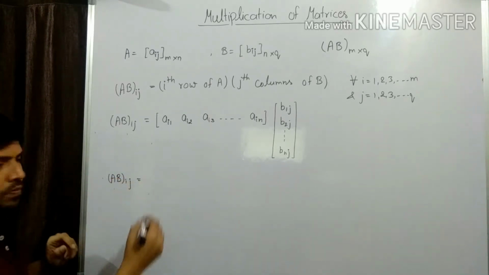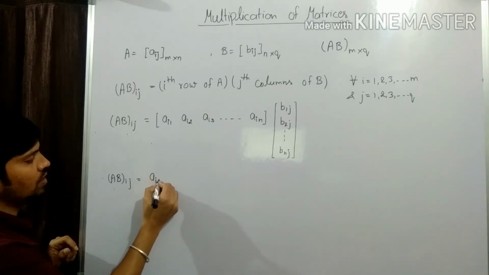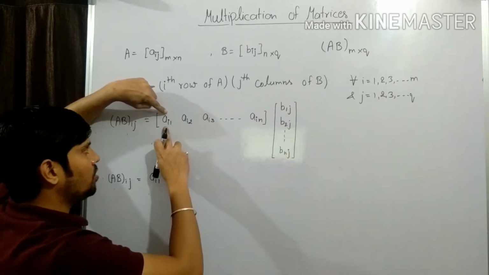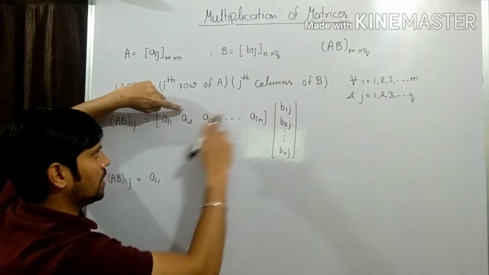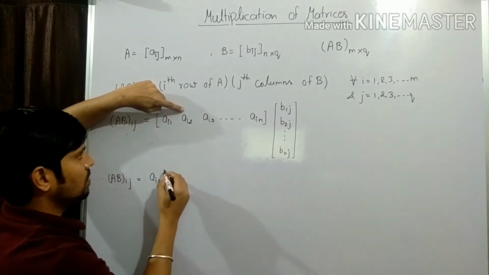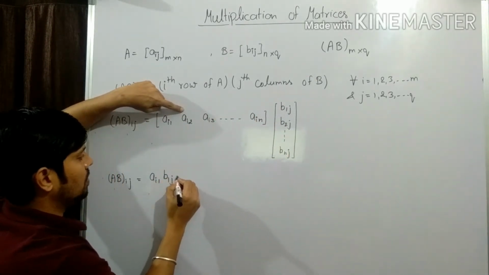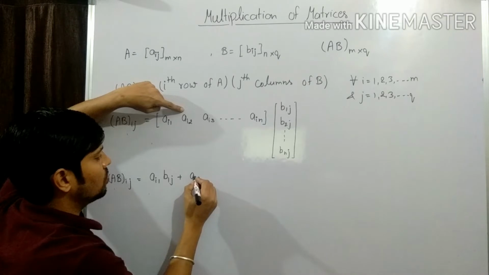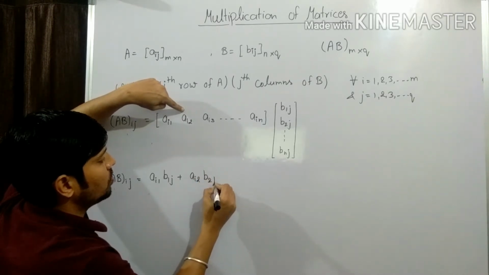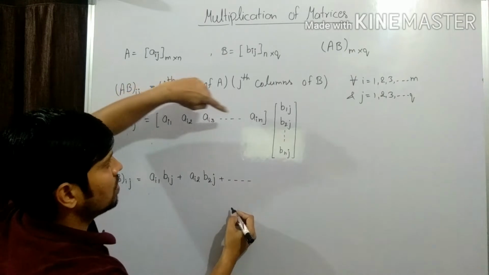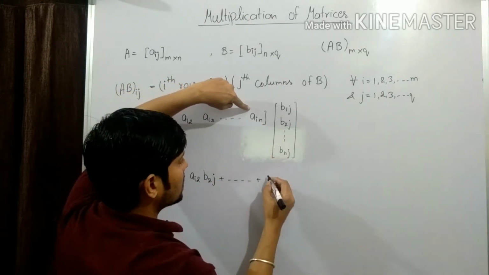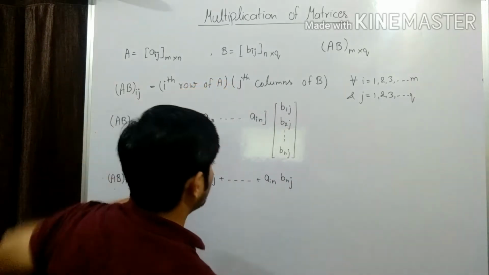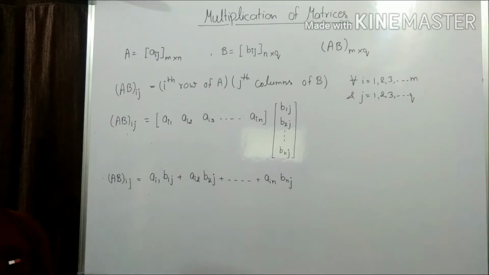(AB)ij equals ai1 into b1j. This row gets multiplied by this column element. The first element is multiplied by the first element, the second element is multiplied by the second element: ai2 into b2j, and so on. This will be up to the last element, ain into bnj. Hence, in this way we can multiply the terms.